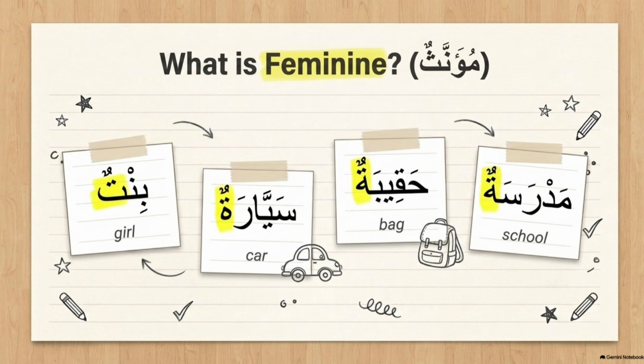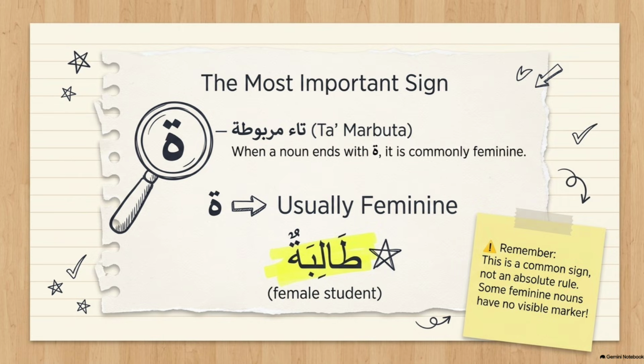Notice anything? They all share a specific shape right at the end, and that little shape is going to be your biggest clue. That shape is our magic letter, the ta marbuta. It looks like a little tied loop with two dots right on top, and it is a total game changer for beginners. When a noun ends with this tied shape, it is very commonly a feminine word. For example, the word for a female student is taliba, and it ends beautifully with that exact ta marbuta.